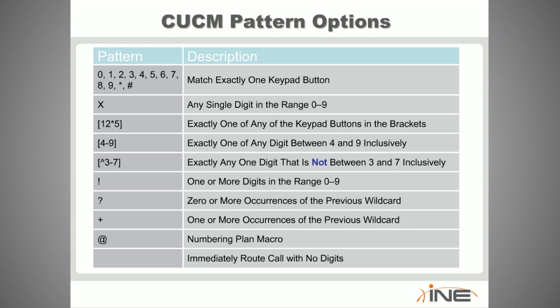If we see something like left bracket 1 to *5, right bracket, it's exactly any one of the keypad buttons in the bracket. So what buttons are these? What does 1 to *5 match? What are the possibilities?